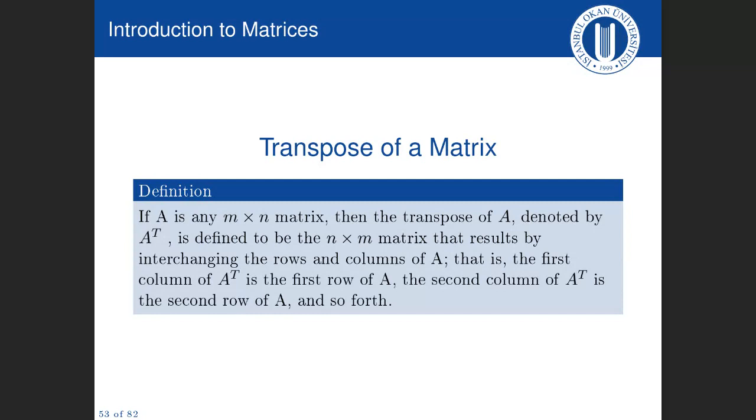Transpose of a matrix. If capital A is an m by n matrix, then the transpose of A, which we write as A superscript capital T, is going to be an n by m matrix. We go from m rows and n columns to n rows and m columns. And we get this by interchanging the rows and columns of A. So in other words, that means the first column of A transpose is the same as the first row of A. The second column of A transpose is the same as the second row of A, and so on.